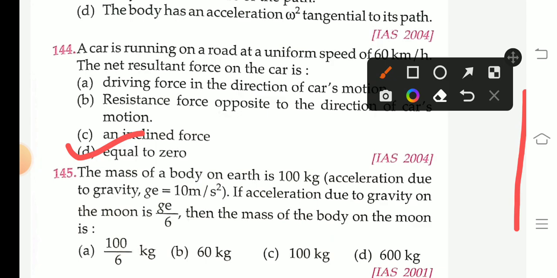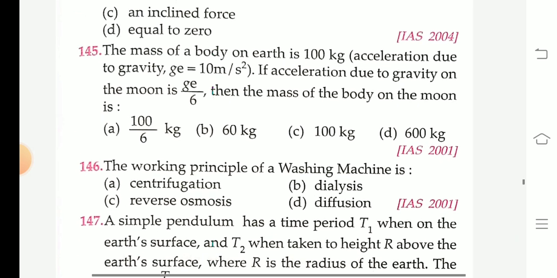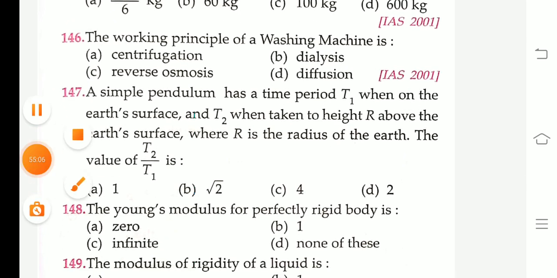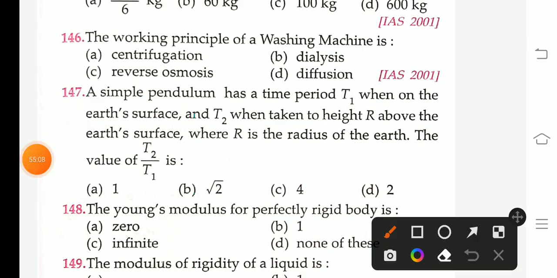The mass of a body on earth is 100 kg. Acceleration due to gravity g is 10 meters per second squared. If acceleration due to gravity on the moon is g by 6, then the mass of the body on the moon is 100 kg. The working principle of a washing machine is centrifugation.